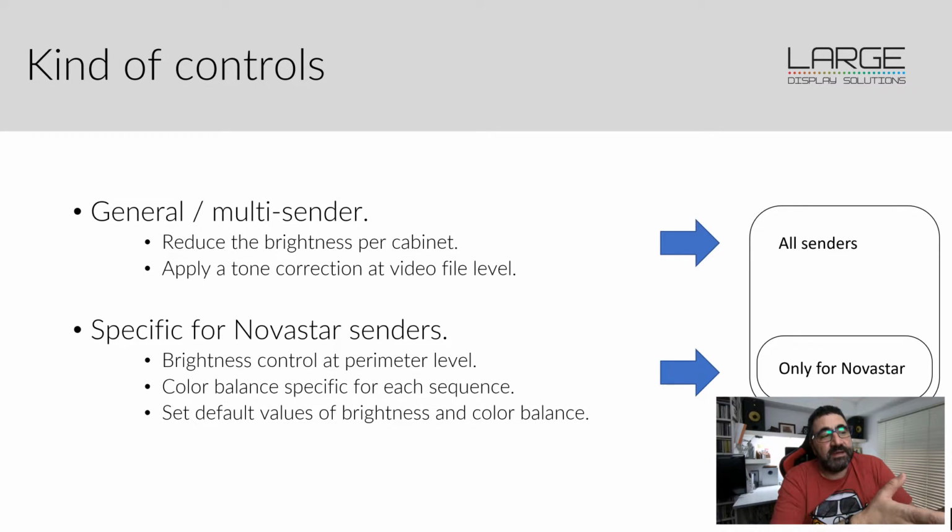And you also can set default values of brightness and color value for all the perimeter system. This means that these default values will be stored in the cabinets, so that if the power goes off and then comes back again, the brightness and the color balance of the perimeter system will turn up with the values that you have set before, correct?